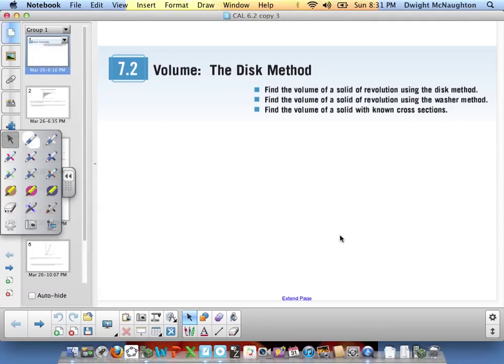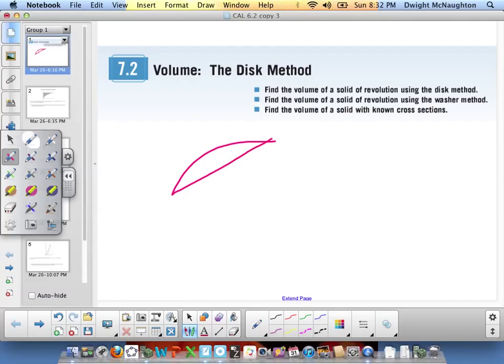Chapter 7.2, Volume by the Disk Method. Finding the volume of a solid with known cross-sections. In the last video we talked about if you have a shape and you build upon the shape using known cross-sections. For instance, if you have this shape and you build squares on top of it.